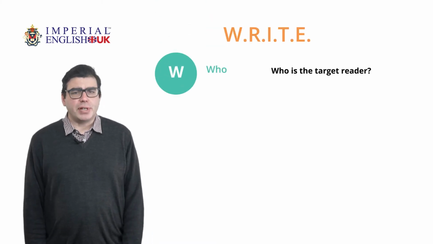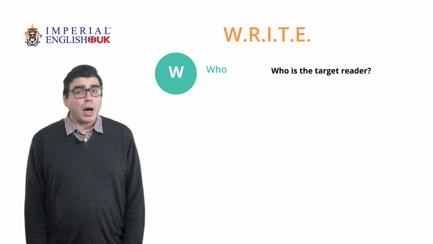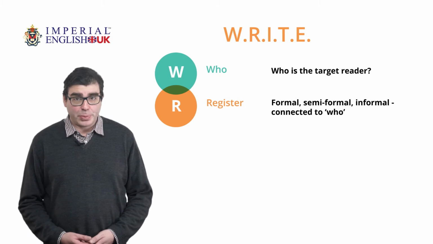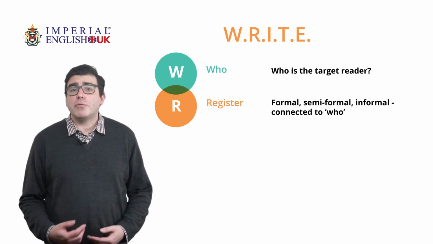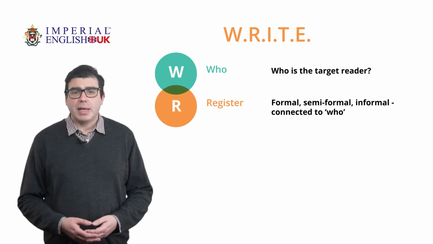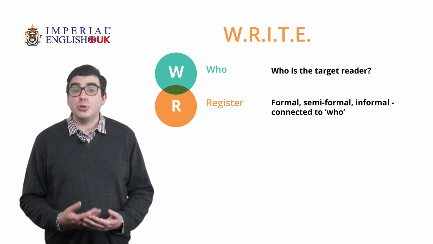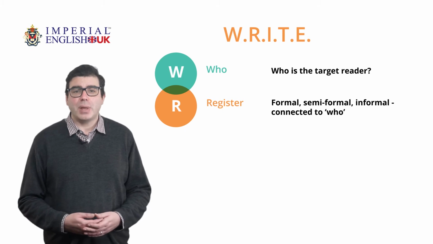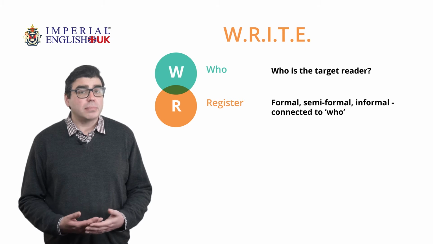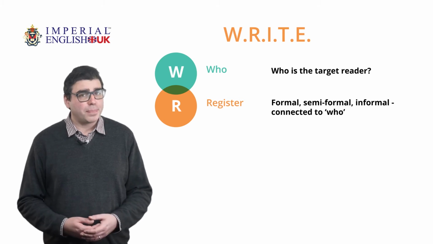W, who. Who is the target reader? R, register. This is closely connected to who. Writers should consider whether the writing should be formal, semi-formal, or informal in style. And this, of course, depends on who you are writing to. How would the writing register be different if you were writing to a close friend or your manager at work?